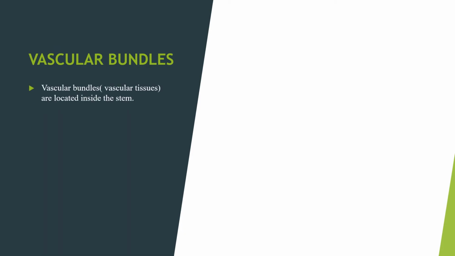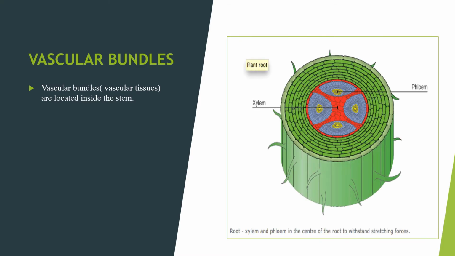Now, what are vascular bundles? Vascular bundles are located inside the stem. You may observe this diagram very carefully and you can see that xylem is located interior in the stem while phloem is present exterior in the stem.